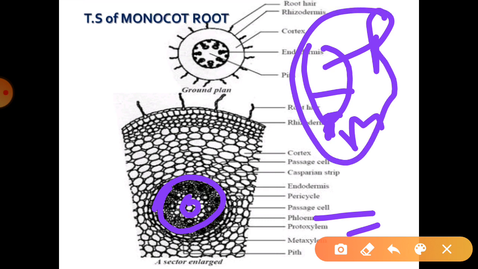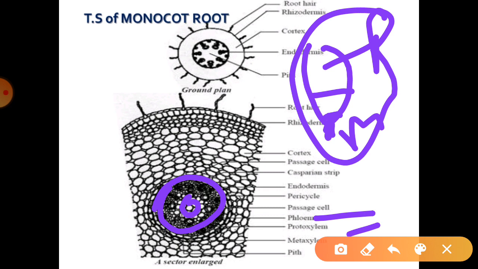Due to the presence of numerous xylem bundles in the exarch condition, the xylem of the monocot root is polyarch.